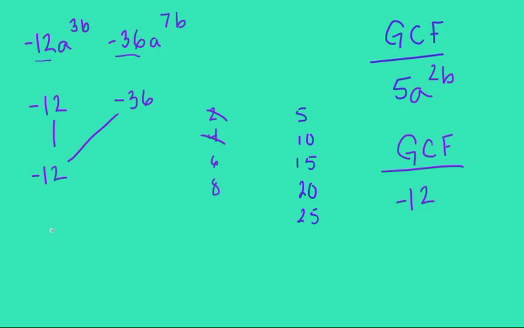Well, now let's look at a to the 3b power and a to the 7b power. In this case, we look at the smallest exponent, which is 3b. So there we know our greatest common factor is the base. We always take out the base when they're the same. So that would be negative 12a to the 3b power.